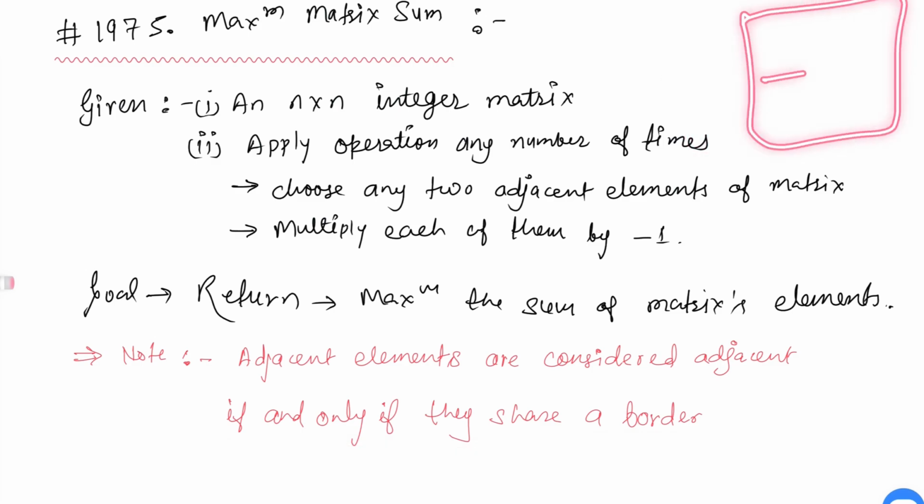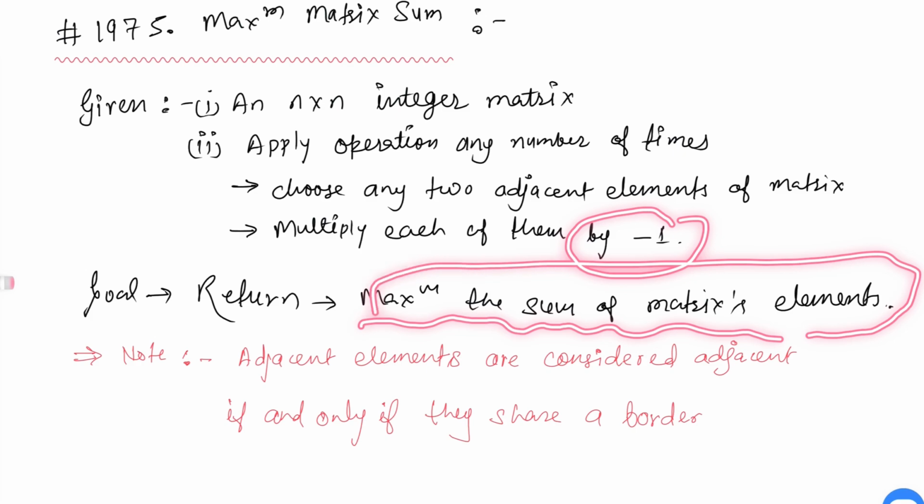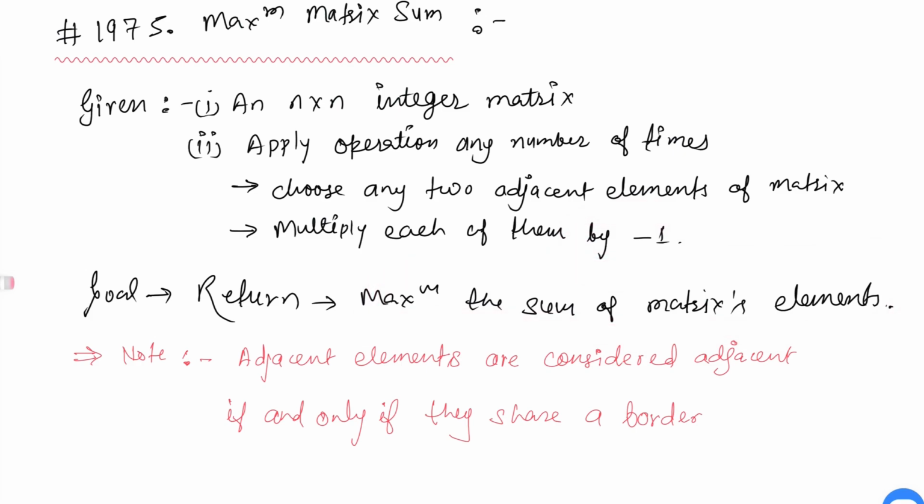When we talk about this one, it shares a border with this one and this one. When we talk about this one, it shares with this one and this one. So these are the adjacent elements. We have to choose two adjacent elements, multiply each of them by -1, and then find the maximum sum of the matrix elements. This is what the question is saying. So let's try to understand through the example.